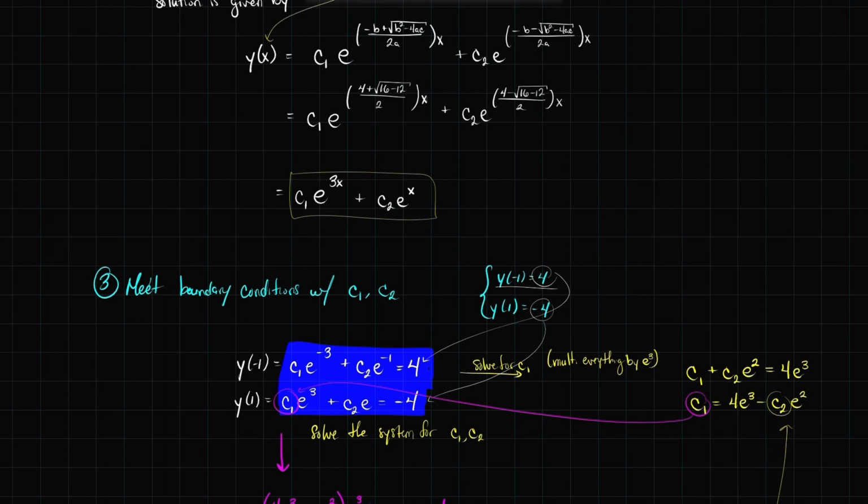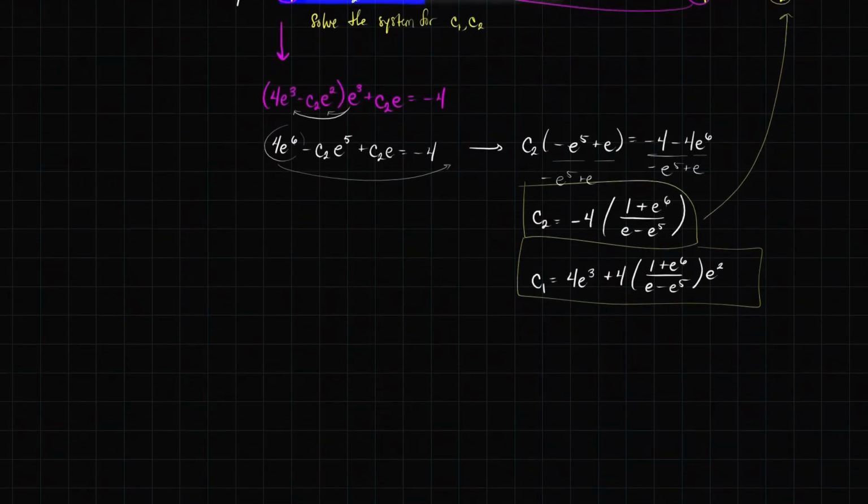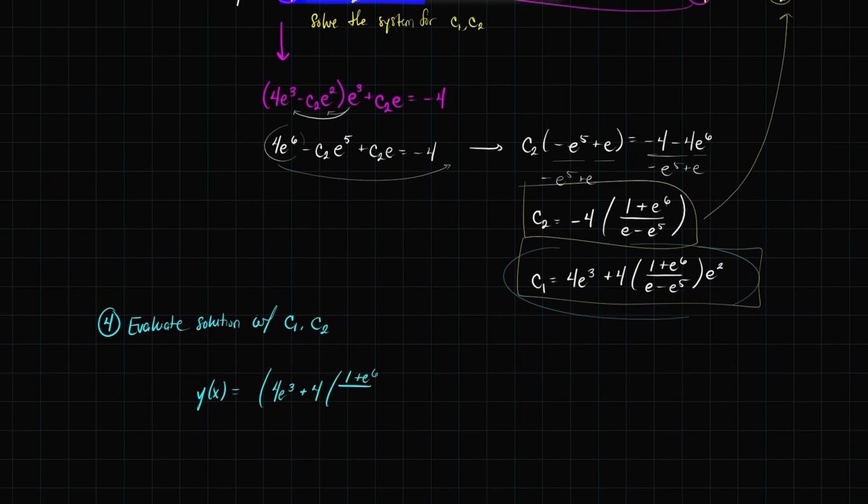But we need to finish off by actually evaluating our solution on C1 and C2. So we have that y of x is C1, 4e cubed plus 4, 1 plus e to the 6th over e minus e to the 5th, e squared against e to the 3x, and then we're going to add C2, which is here, negative 4, 1 plus e to the 6th over e minus e to the 5th. And then we'll write this against e to the x, and then we'll simplify my terms a little bit.